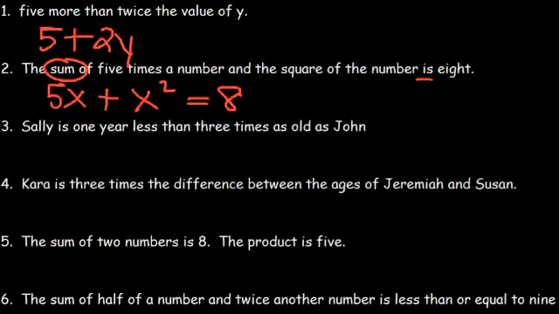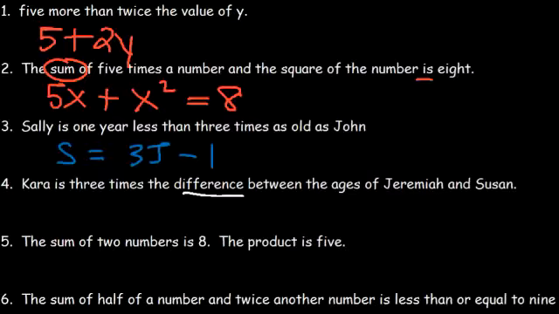Sally is 1 year less than 3 times as old as John. So when you hear something like "less than" and then after it "3 times", if you see it like that, the less than part comes after, not before. So Sally is 3 times as old as John, less 1. It's kind of backwards.